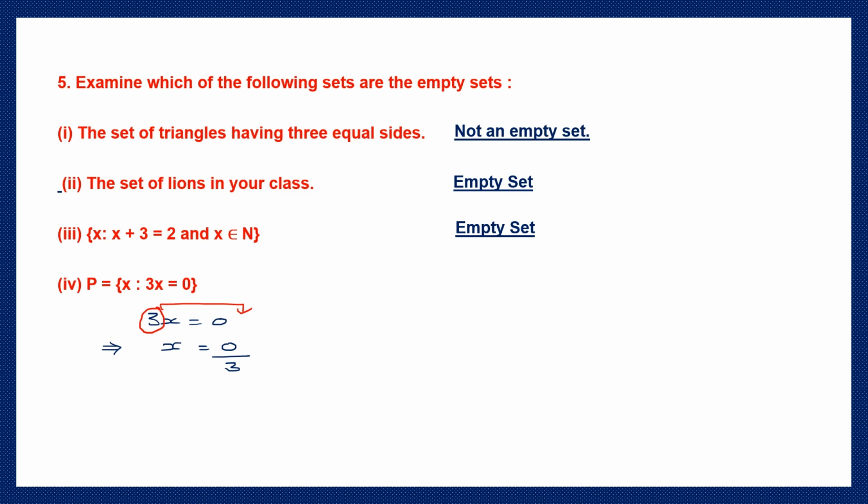And how much is 0 divided by 3? 0 divided by 3 is 0. That means x is equal to 0. So in this set, you will have 0 inside. That means this set is not empty. There is one element inside. So this is not an empty set. So the answer is not an empty set.